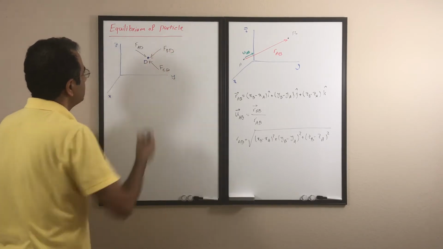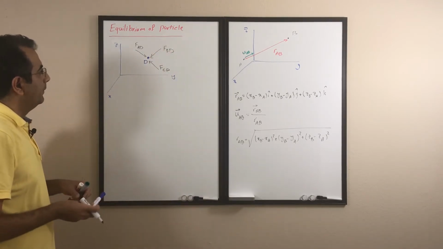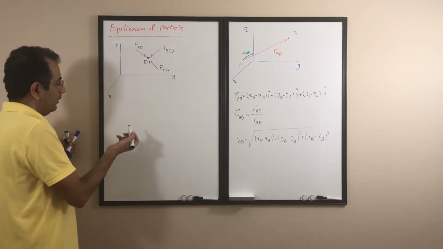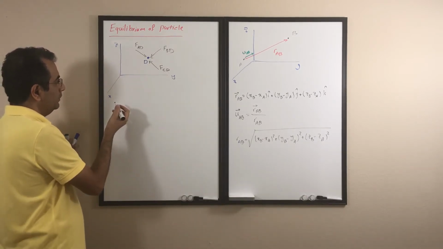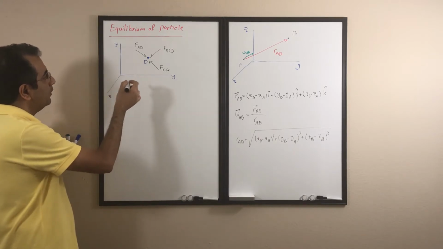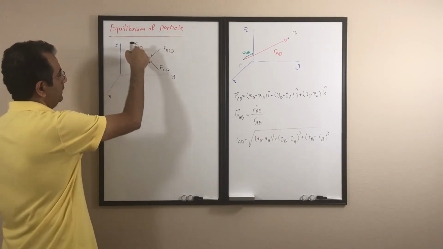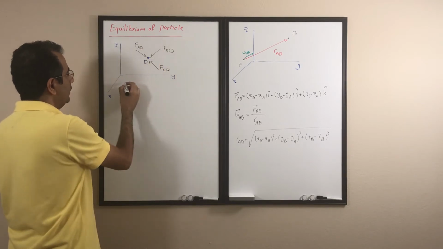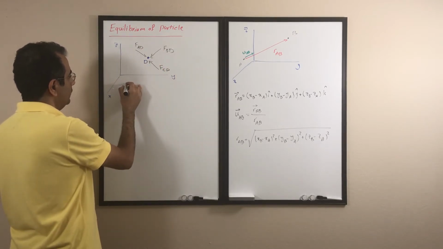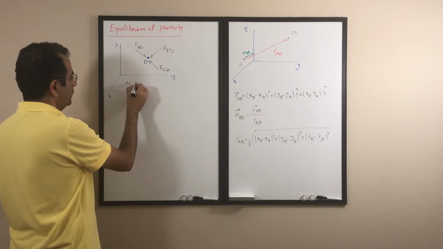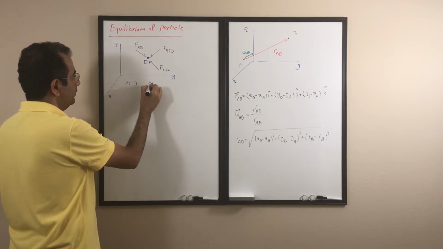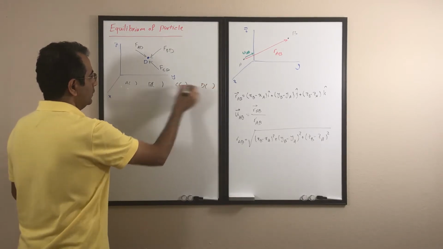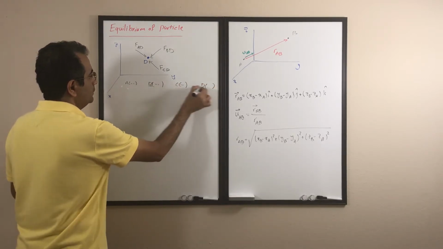So I have 3 forces that go into point D. The first thing I have to do is find the positions of AD, BD, CD. So go ahead and find the position of A, position of B, position of C, and position of D. Find the position for each of the points you have.